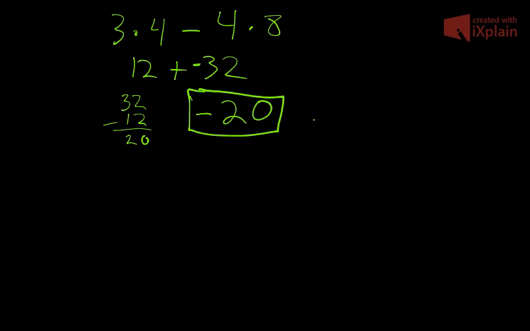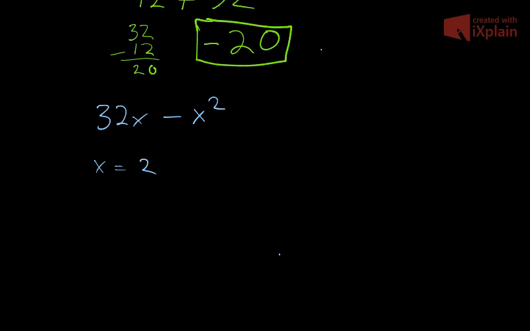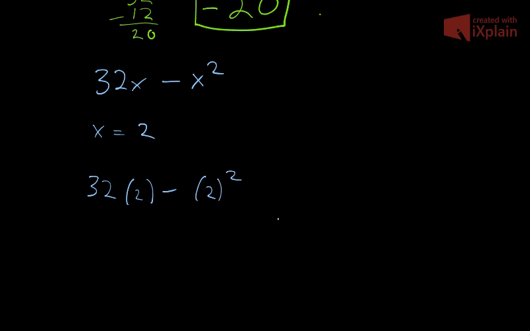I want to try one more with y'all, which is going to be 32x minus x squared, and we are going to say that x equals 2. So what I want to make sure we do is we're just going to plug in x here. I have 32 times 2 minus 2 squared. This I'm doing for one very specific purpose. I know it looks very easy. 32 times 2 is 64. And I want to make sure I have plus my negative 2 squared.